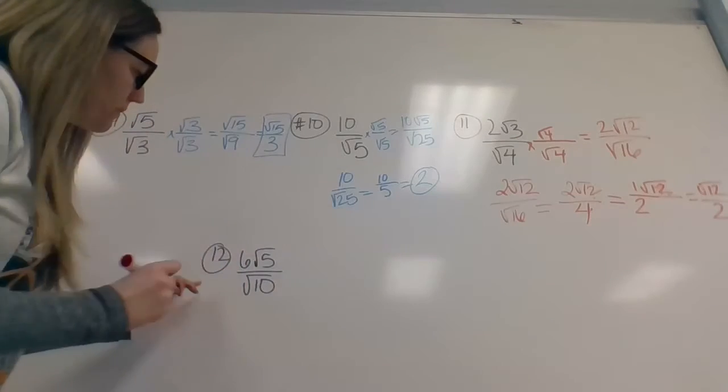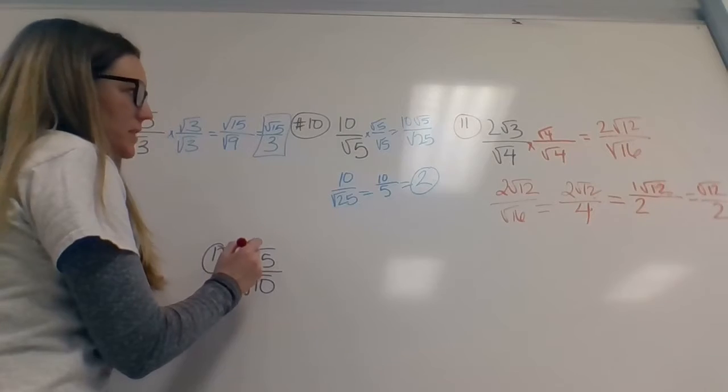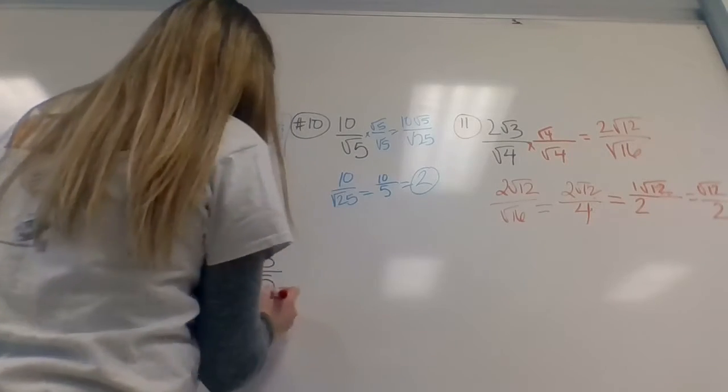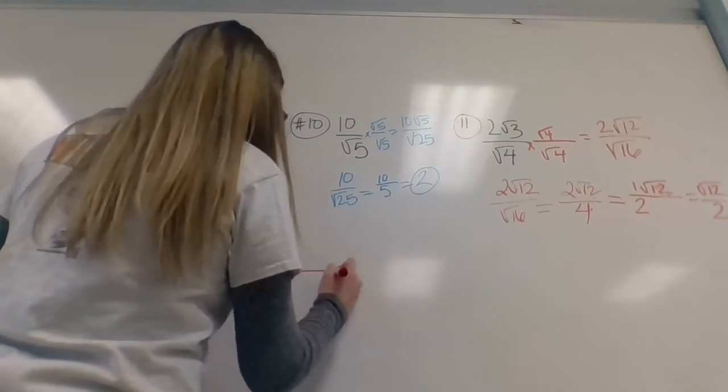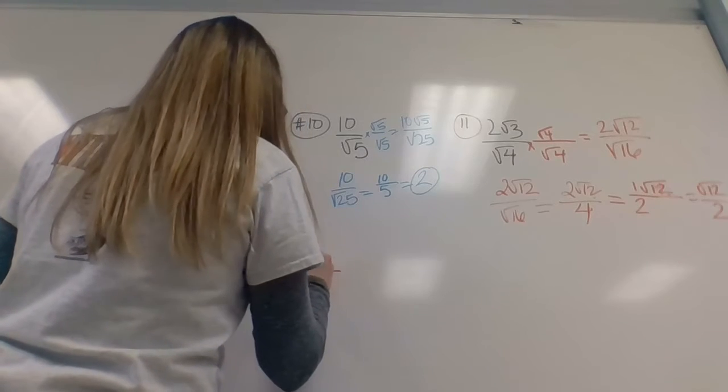We also have number 12 here the same way. I have this 6 out front. But I still need to get rid of this root 10. So I'm going to multiply both here.